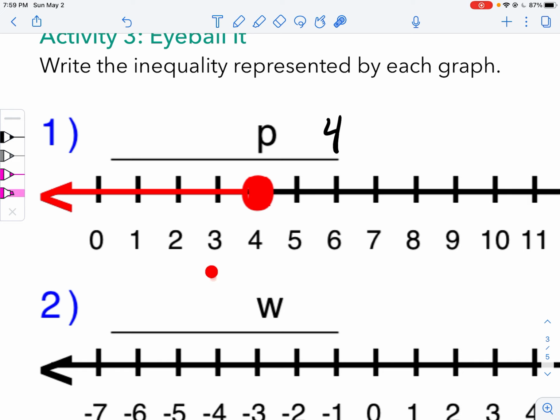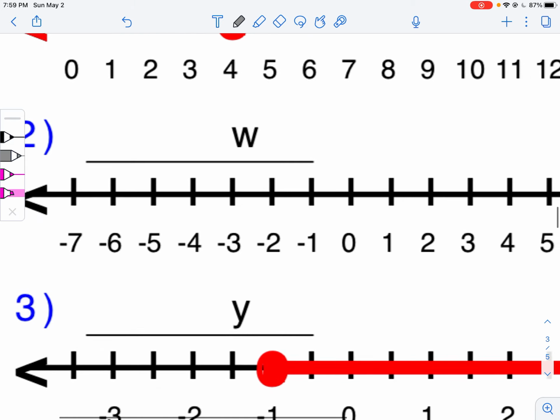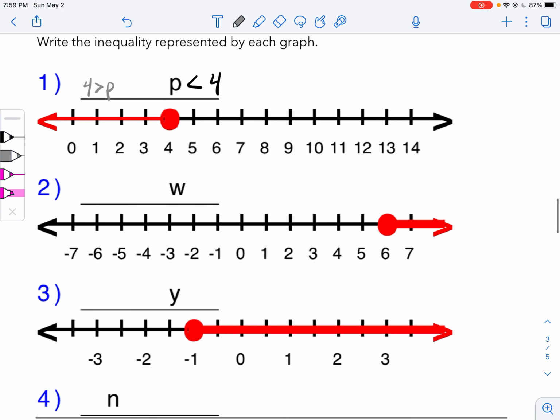Now we need to figure out how these numbers relate to 4. Well, 3 is less than 4. 0 is less than 4. So we're going to say P is less than 4. Alternatively, you could do 4 is greater than P. Those both work. Here, what is our key number? Our key number here is 6, so we'll start out with 6.